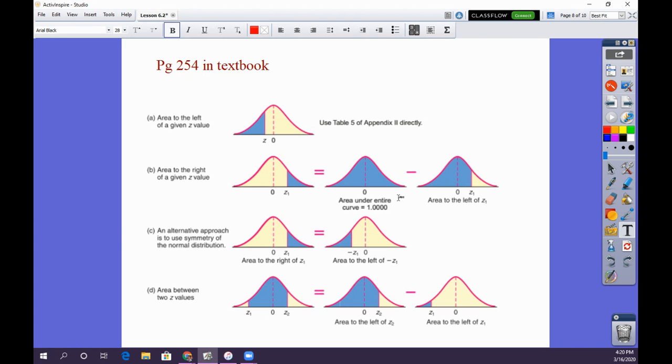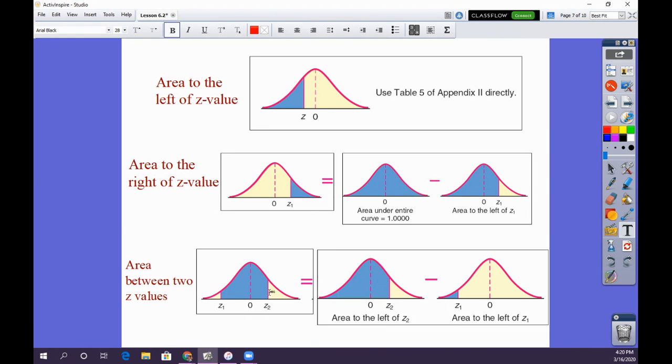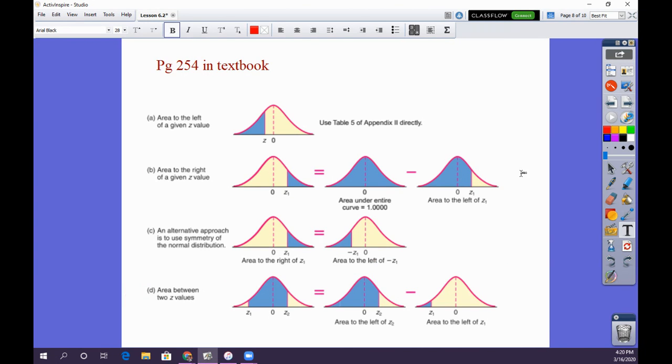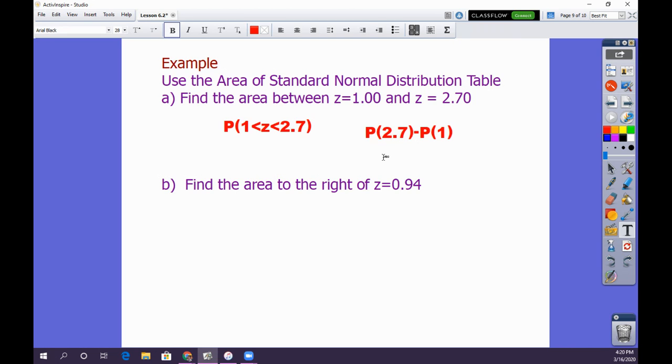So if I'm looking for in between, I'm going to do the furthest to the right minus the furthest to the left. If I take off this little edge, right here, that gives us this area right here, which is what we're looking for. So back to this one. 2.7, and I would look in that table again. Hold on while I find my table here. So 2.7, that'd be 2.70. That's going to be 0.9965. And then the probability of 1, 1.00, would be 0.8413.